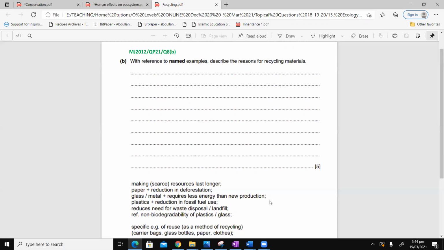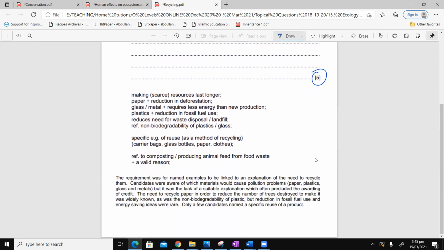But for example, paper key example, a classical example, a glass key example is a classical example. So let's look at the, it's a 5 marker question, okay, that they've given. Let's look at the mark scheme. So making scarce resource last longer. ठीक है, जो resource थोड़ा है, we want to ensure that it lasts longer. That's the reason why we want to do recycling. And then an example is paper plus reduction in deforestation. We know that paper is coming from trees. Okay, so that's directly related to less deforestation, a reduction in deforestation.